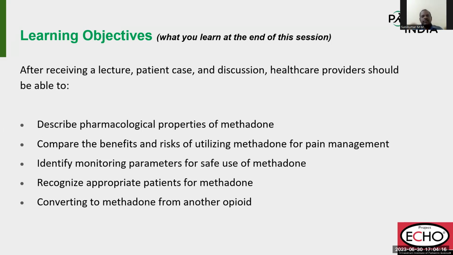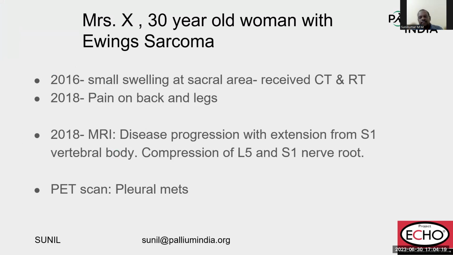Okay. So I would like to start this session with a patient story. This is a young lady, 30-year-old woman with history of having sarcoma. And in 2016, she had a small swelling in the sacral area. And that turned out to be having sarcoma, for which she received chemotherapy and radiotherapy. Then for almost 2 years, she was comfortable. But then again, she started to have pain on back and legs. And with the advice of the oncologist, she took an MRI.